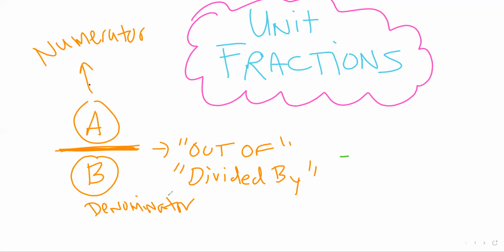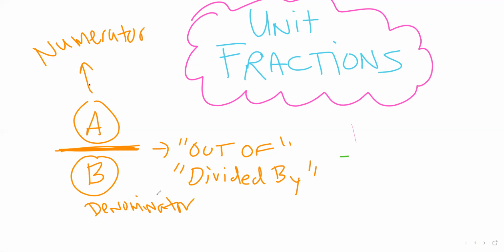For today, let's focus on what a unit fraction looks like. What is a unit fraction? How do we model it? What are the different ways we show it? And really, what does it mean as a value? So a unit fraction, just like a decimal, a fraction itself is a part of a whole.